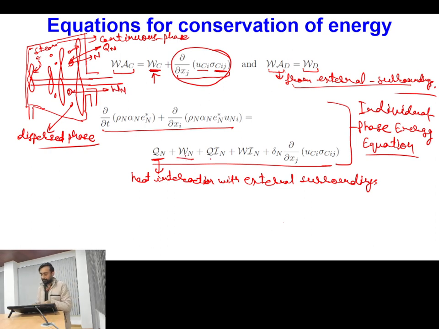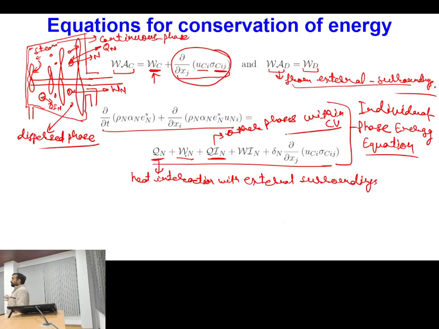Then I am referring to one more term, Qin. What is the meaning of Qin now? This drop can have heat interaction with the surrounding steam. That heat interaction I am calling Qin. So this is with other phases, this is with other phases within the control volume. Are all clear with this idea?